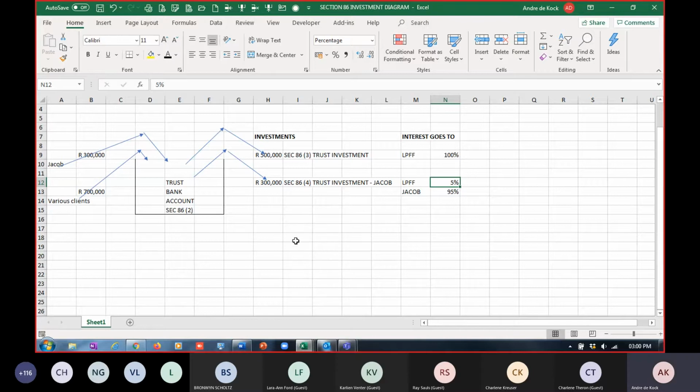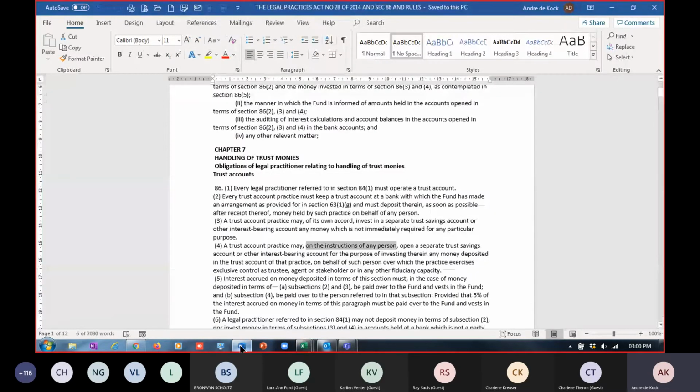Now, when you withdraw these investments, the monies have got to go back into the trust account. Let's just have a look. Where does it say that again? Transfer from trust, 54.14.7 on page 7. Page 7. I'm just going to go to page 7 here.